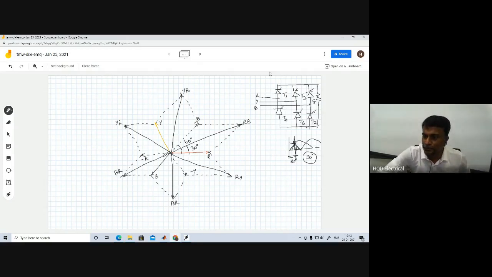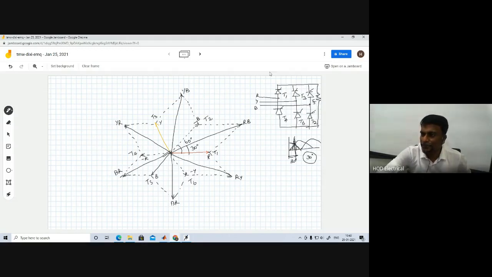Already we know, R phase positive, thyristor T1 is connected. Then Y phase positive, thyristor T3 is connected. Then B phase positive, thyristor T5 is connected. Then B phase negative, thyristor T2 is connected. Then R phase negative, thyristor T4 is connected. Then Y phase negative, T6 is connected. So these are the line voltages RYB.